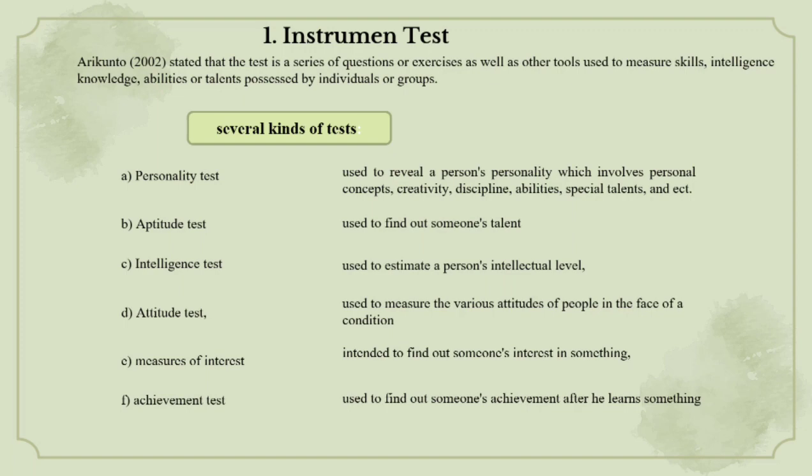And second is aptitude test. Aptitude test is used to find out someone's talent. And third is intelligence test. Intelligence test is used to estimate a person's intellectual level. And next is attitude test. Attitude test is used to measure the various attitudes of people in the face of a condition. Next is measuring of interest, intended to find out someone's interest in something. And last is achievement test. It's used to find out someone's achievement after he learned something.